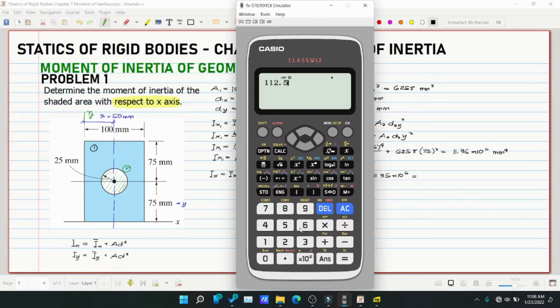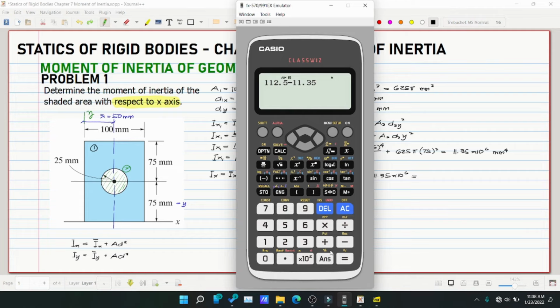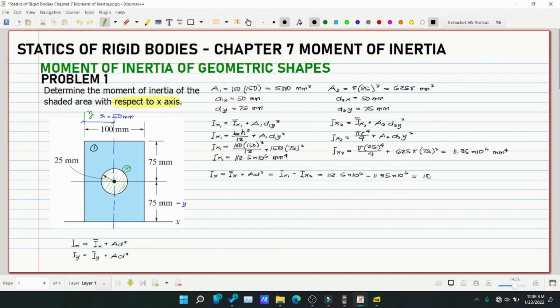So, 112.5 minus 11.35. O, di ba mas madali na lamang mag-compute or mag-calculate sa calculator natin kahit hindi natin ilagay yung times 10 raised to 6 kasi pareho naman sila naka times 10 raised to 6. So, yung whole number na lang yung kunin natin. So, 112.5 minus 11.35. So, 101.15 times 10 raised to 6 millimeter to the 4th. Yan. So, this is our Ix.